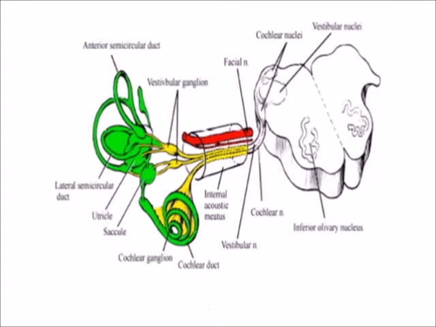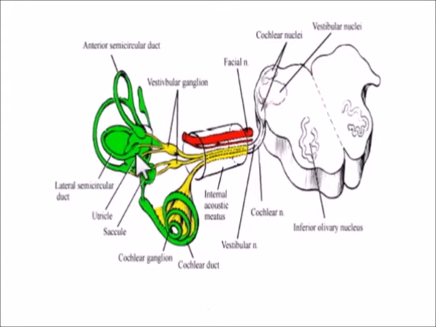As I said, the vestibulocerebellum receives the vestibulocerebellar tract from vestibular nuclei, which is situated in the upper part of the medulla. And this vestibular nuclei in turn receives the fibers from the vestibular apparatus. This vestibular apparatus is located in the internal ear and contains semicircular canals. It also contains utricle and saccule.